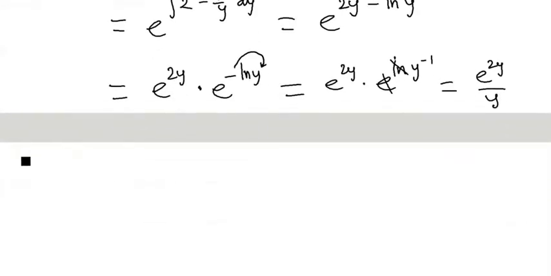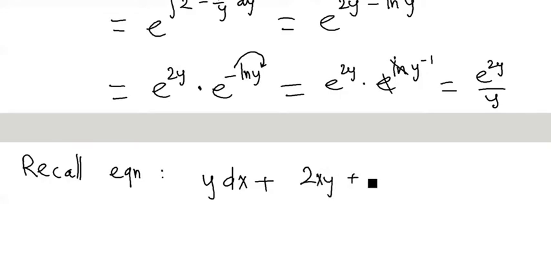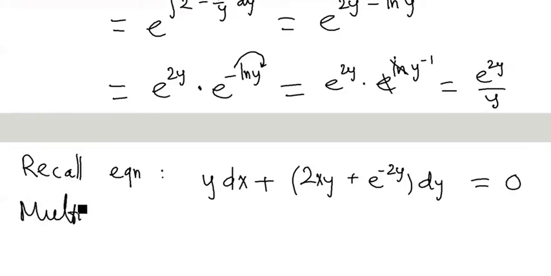Now let me recall the equation, and then we will multiply the equation through by that integrating factor. The equation is y dx plus (2xy plus e to the negative 2y) dy equals 0. Now multiply through by the integrating factor e to the 2y over y.